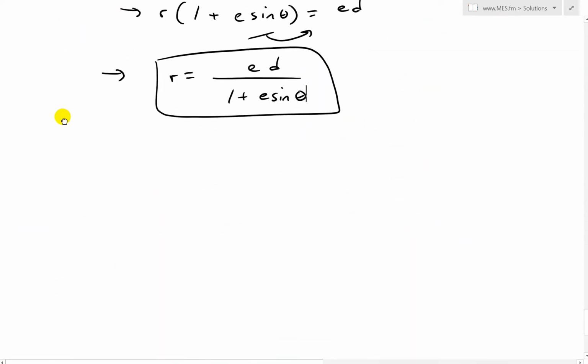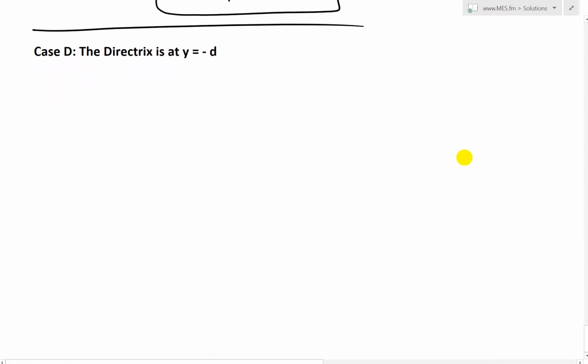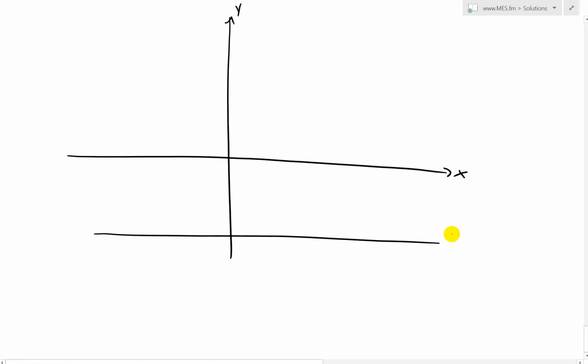It's pretty interesting stuff. Last but not least, we'll have case D, where the directrix is at y equals negative d. So then what we have is something that looks like this. This is the y, this is the x coordinate. So we have a line here, L. This is at y equals negative d. That's this point right here, negative d.